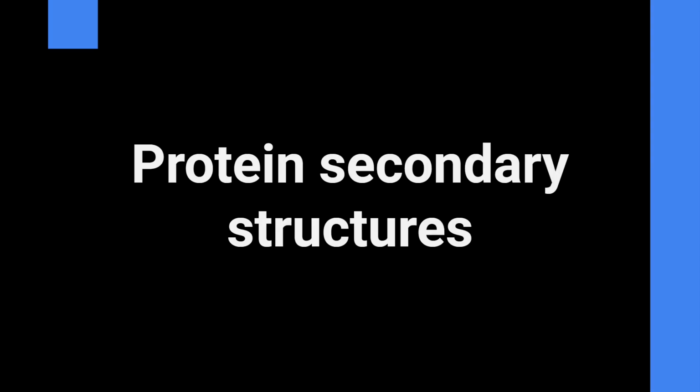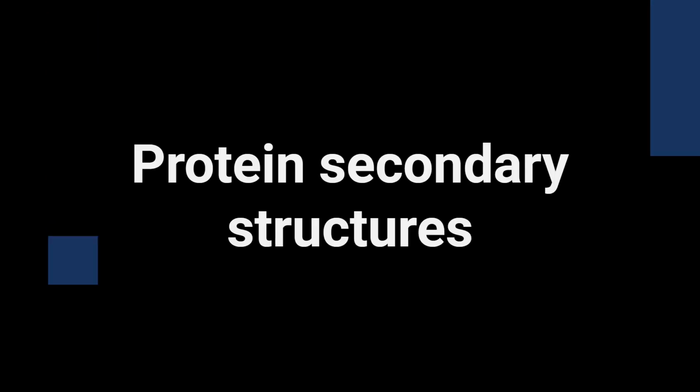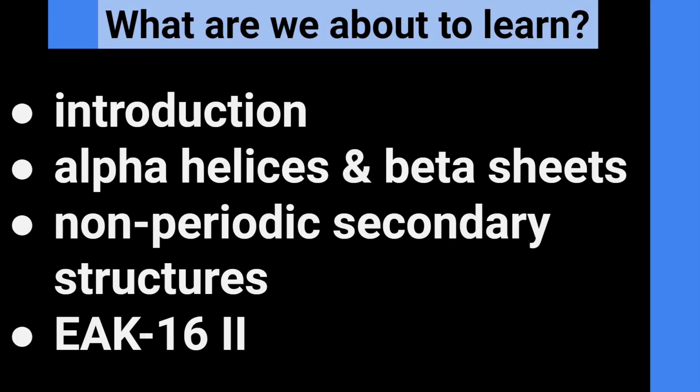We're going to talk about protein secondary structures. But before starting, I want to tell you what we're about to learn. We will make an introduction to protein secondary structures. Then we will talk about the two most famous secondary structures, alpha helices and beta sheets. Afterwards, we will talk about non-periodic secondary structures, which are turns and loops. And finally, we will discuss self-assembling peptides, and we will analyze a study case, EAK162. So let's get started.